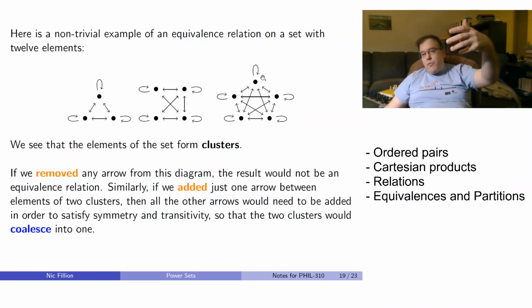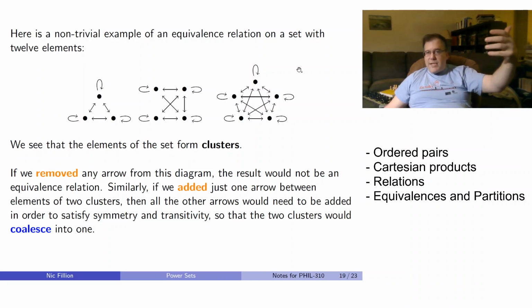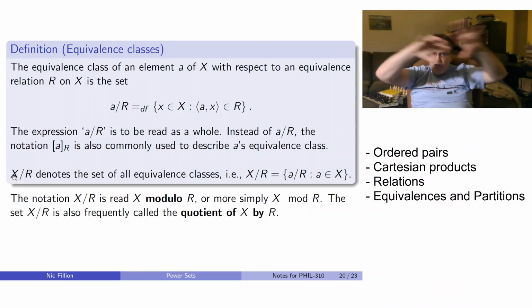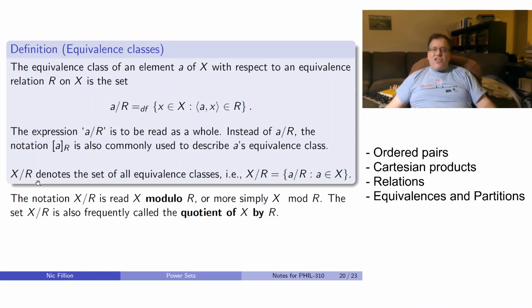And now we might want to form a set that contains all the equivalence classes. Here it would contain the three equivalence classes, and we're going to write it X, this time the set X, which we're clustering, slash R, which denotes the set of all equivalence classes. So X slash R is the set of A slash R such that A is a member of X, the set we're clustering. Very often, X slash R is read X modulo R or simply X mod R, or the quotient of X by R.